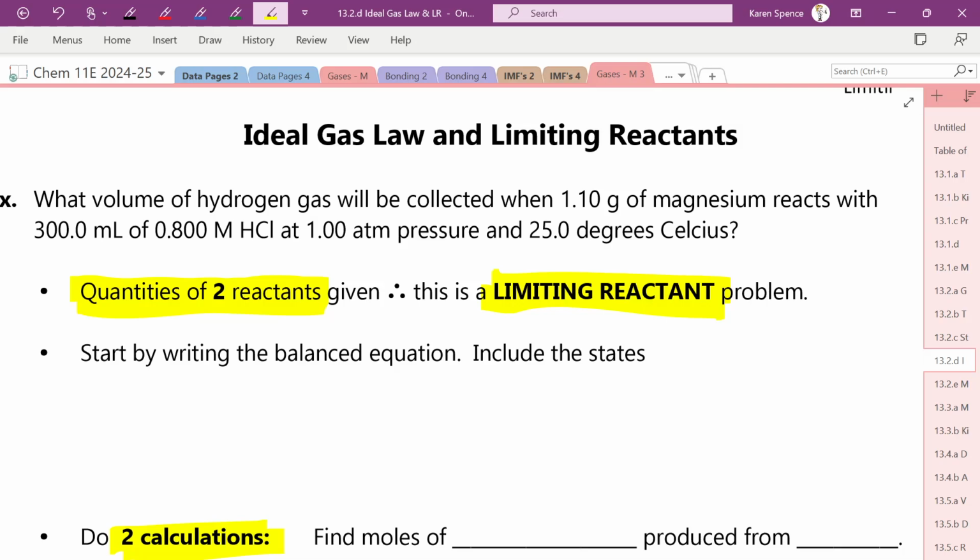Let's start, though, because it is a stoichiometry problem, by writing a balanced equation. Could you guys write a balanced equation for this reaction?